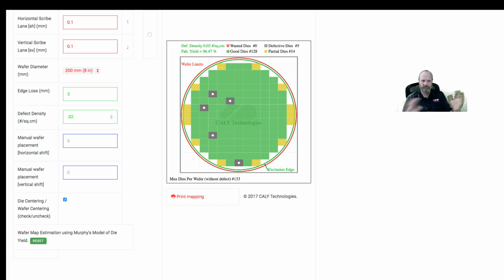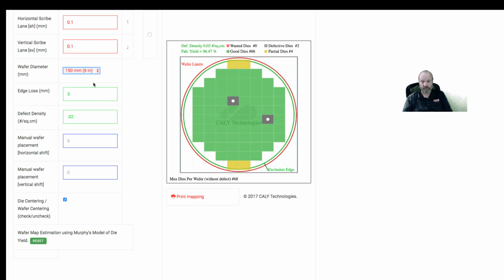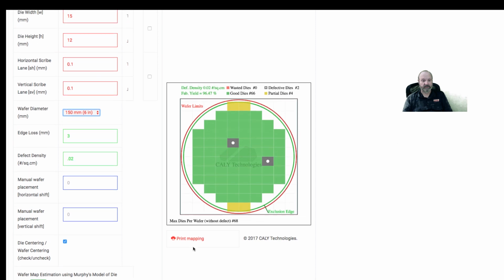Okay. And I'll let you guys play with the manual wafer placement in X and Y. You can kind of move things around to get it to fit. Now, when we were doing 6-inch wafers, we had a flat along the bottom of the wafer. So we would try to move these maps around to fit better. Okay? So anyway, you get the idea, right?